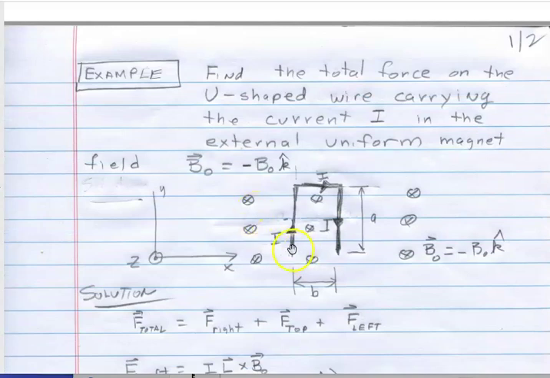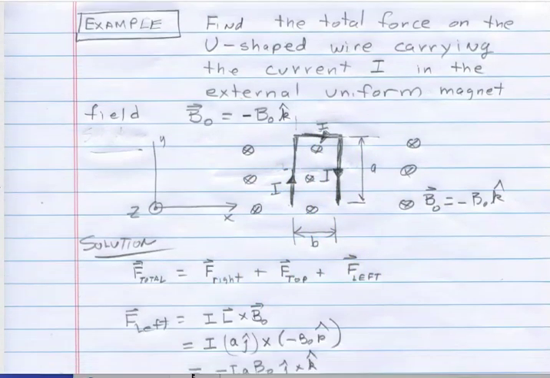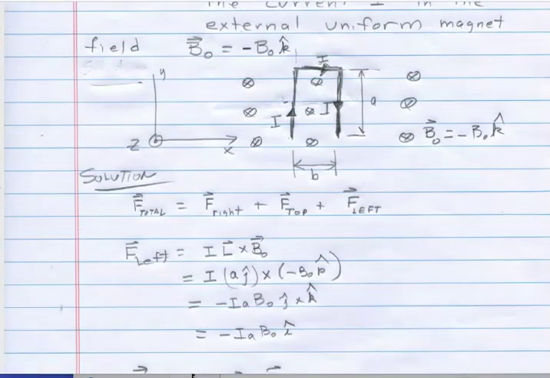And so what I want is the total force. So I'll get the force on the right hand side plus the force on the top plus the force on the left. Now you don't have to, but I generally start over here and go in the direction the current flows. And that's what I did on this.